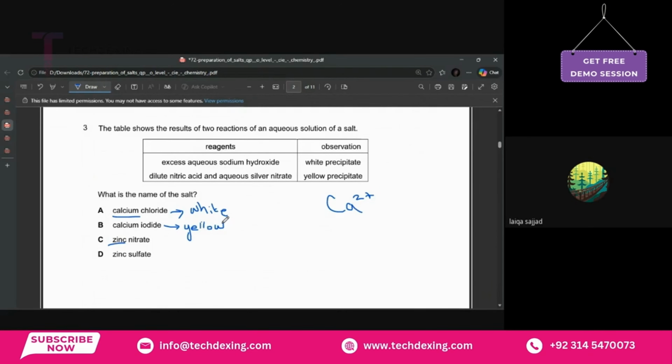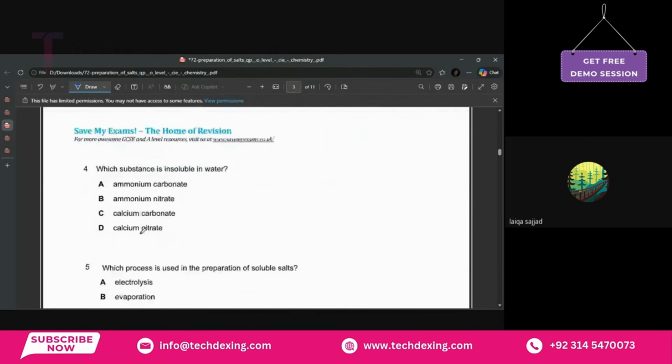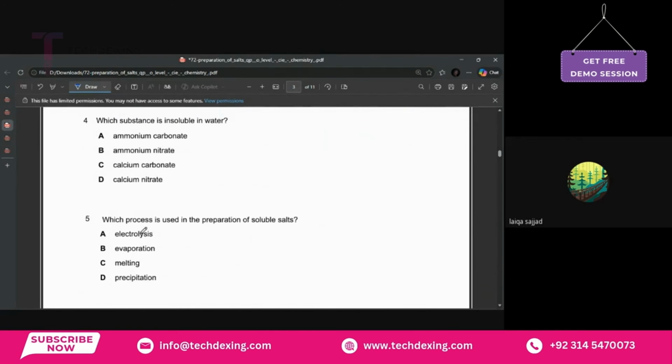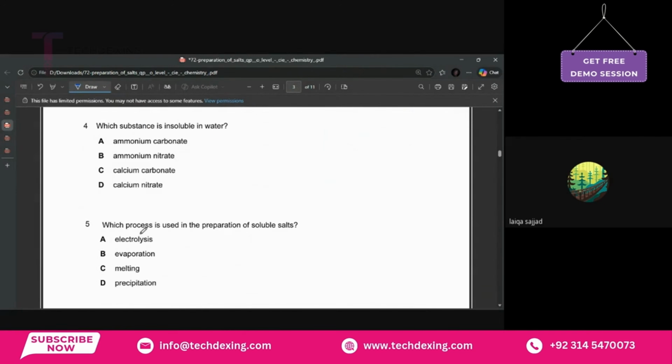Okay, so the correct option would be option B. It's calcium iodide. Which substance is insoluble in water? Ammonium carbonate, ammonium nitrate, calcium carbonate, or calcium nitrate.